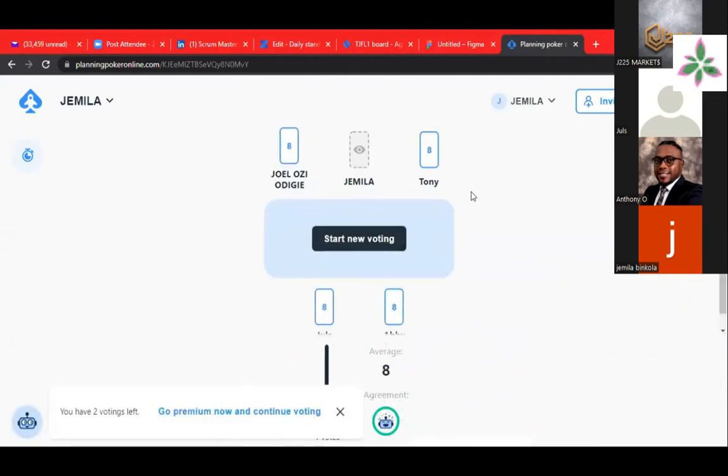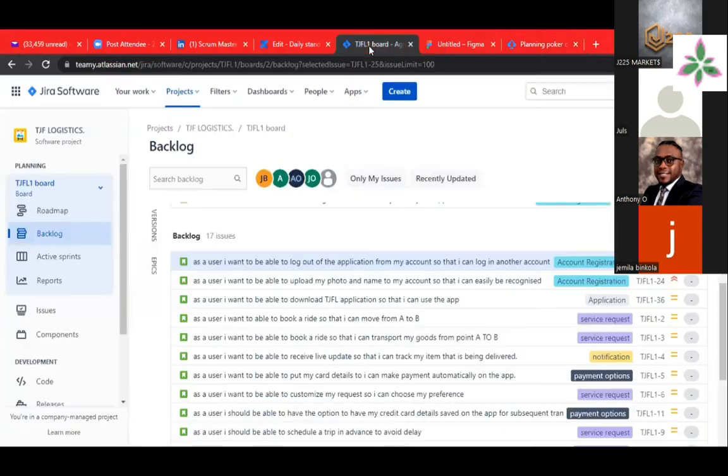Good job, guys. Thank you. We have a consensus now. Based on what we have done so far, we've been able to estimate the user story on account registration. We still have about 5 to 10 minutes. Is there any particular issue you guys want to still talk about or estimate?